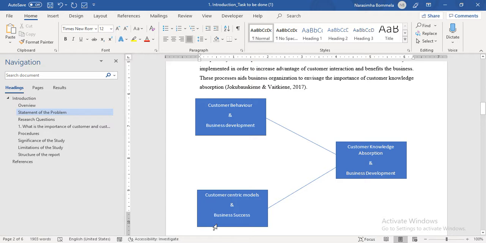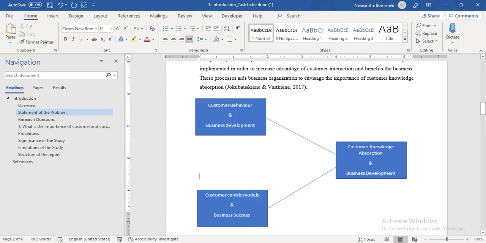These are two independent variables that combinedly address the dependent variable. So this variable is dependent on those two. This is the actual purpose of the research: we want to prove customer knowledge absorption. This is just an example, not related to your paper. I'm quoting this simple example to make you understand what the dependent variable is. Here the dependent variable is customer knowledge absorption and its implications on business success.